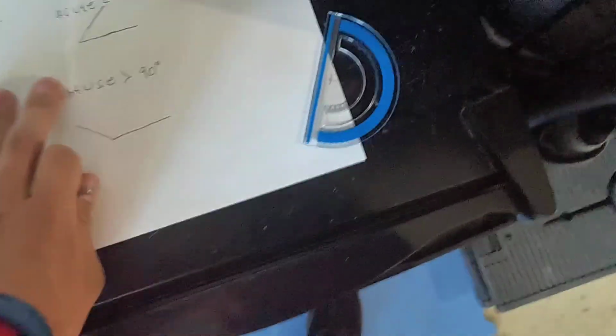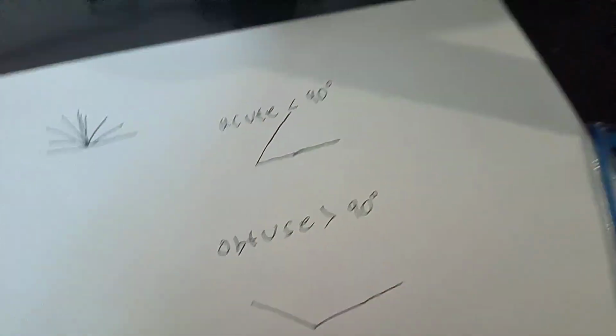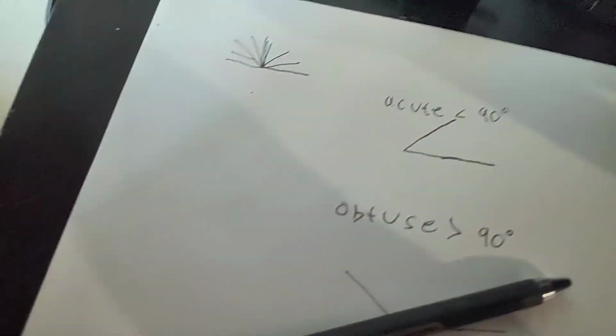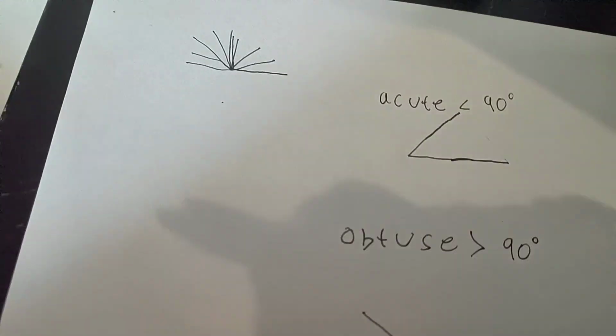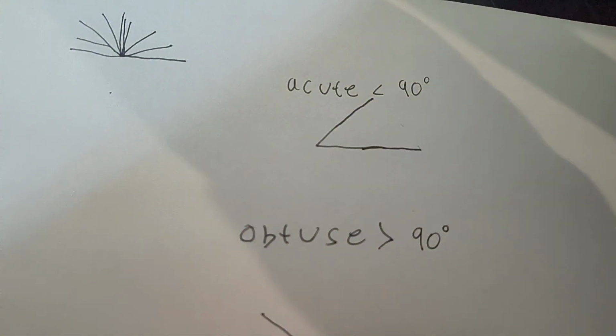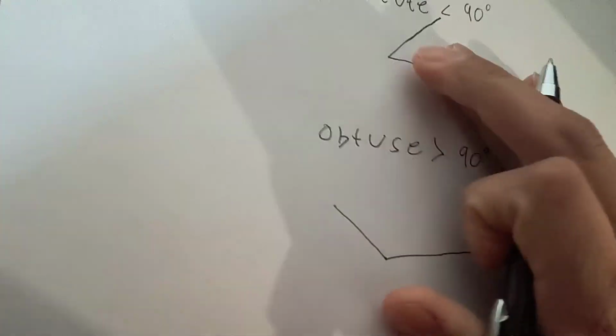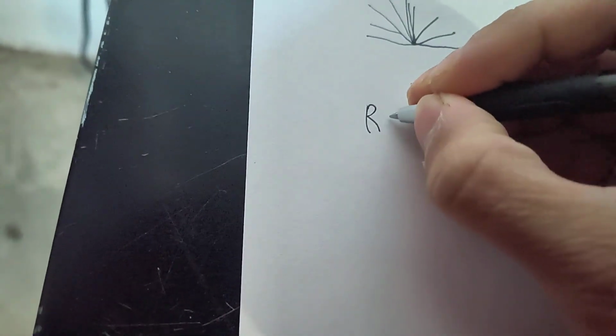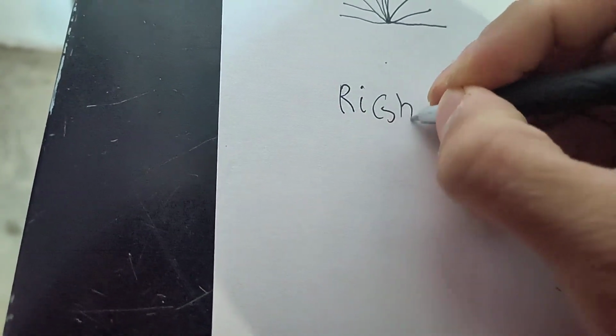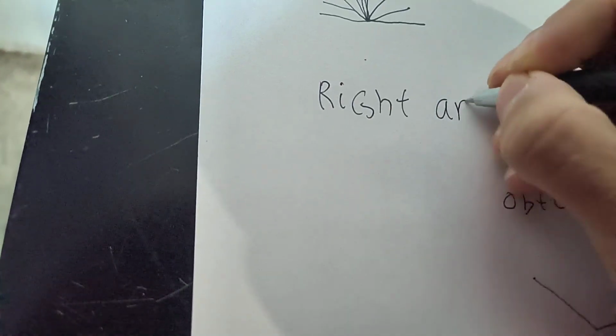Today, in this video, we're going to talk about classifying triangles by their angles on the inside. Triangles can have different angles, and we've learned recently about three different types of angles: acute, obtuse, and right angles.